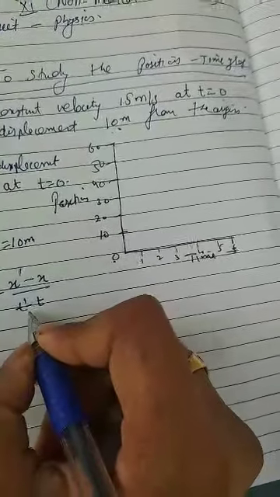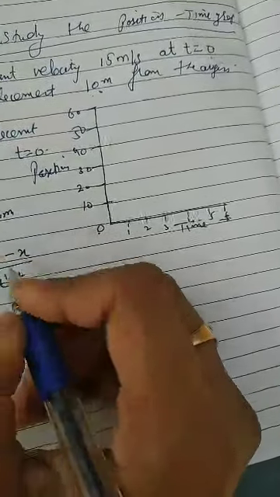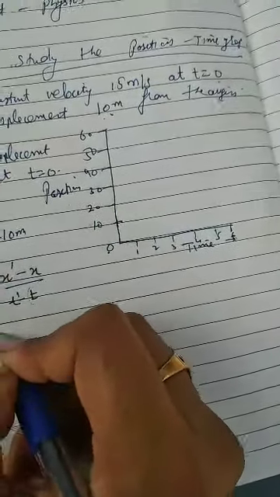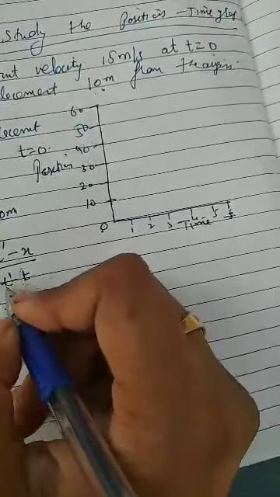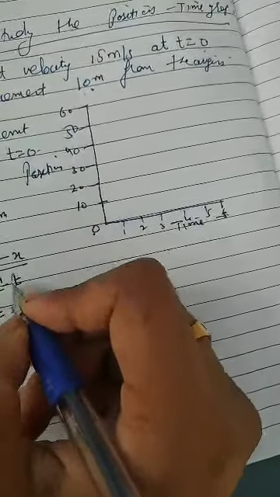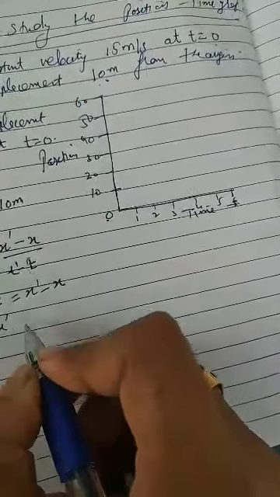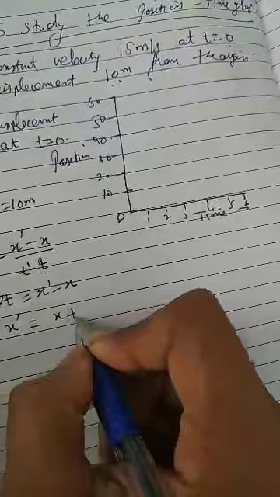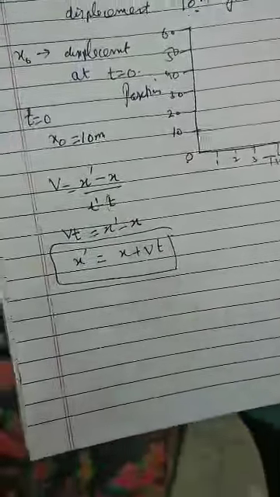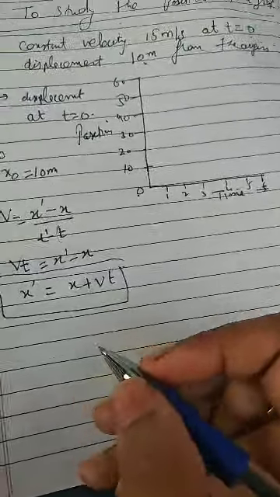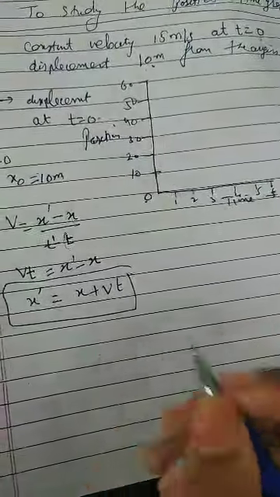From this, if we know that this t is equal to 0, so vt is equal to x dash minus x. We will take this t dash is equal to t, or put this t is equal to 0. So from here we will see that x dash is equal to x plus vt. Now this is our equation in which we have to put different values and we will find different displacements and we will plot a graph.